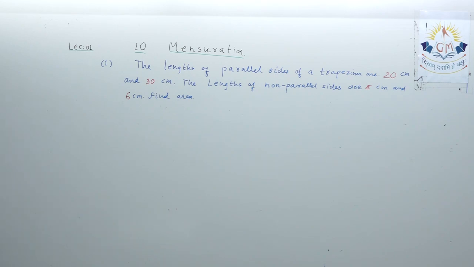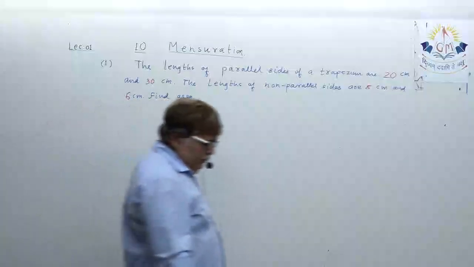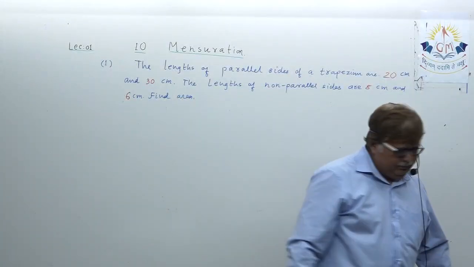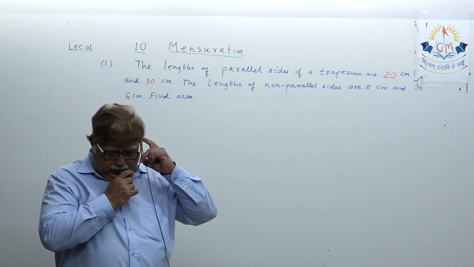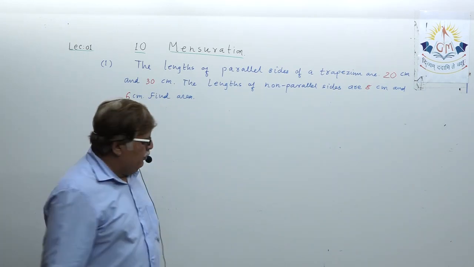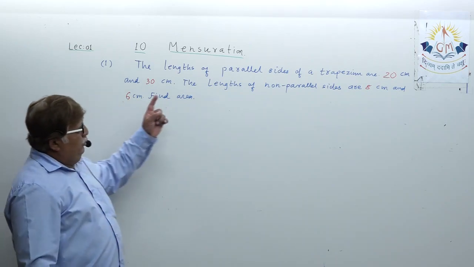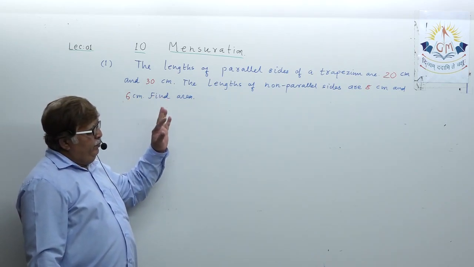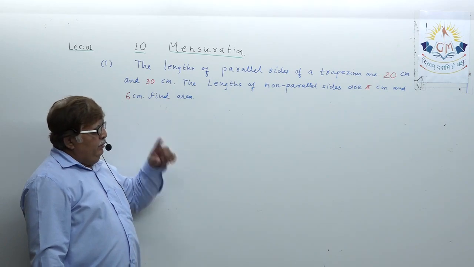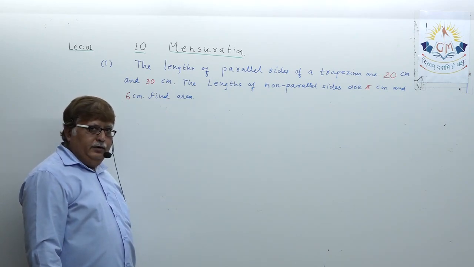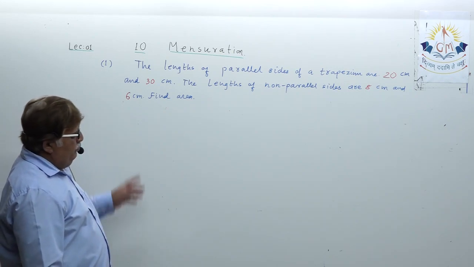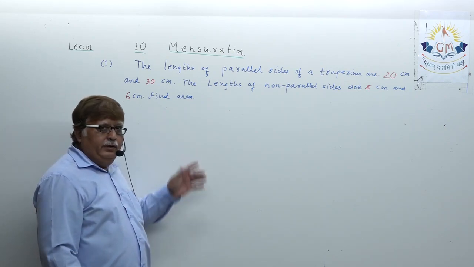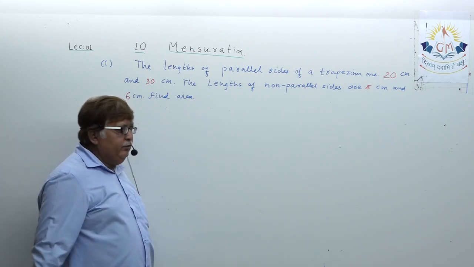Okay. You are given the length of parallel sides and non-parallel sides. Please start solving the sum systematically. Steps. Okay.